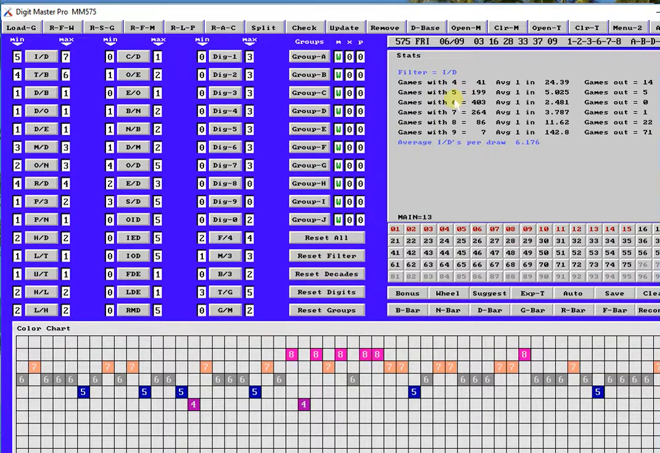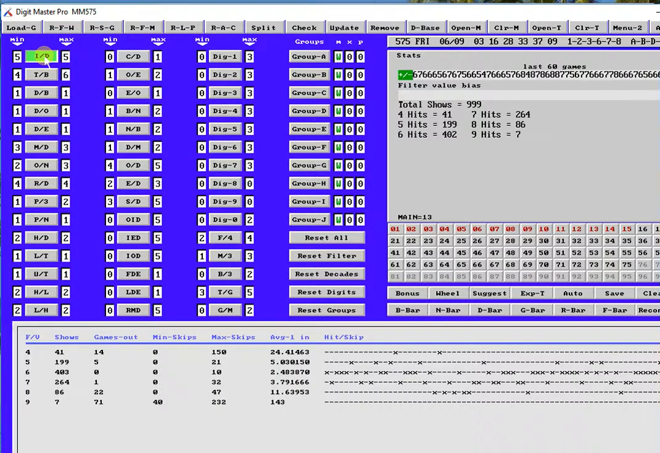You can see that the 5, 6, and the 7 are the most common ones. So you can look at how many games out. By rights, that should be a 5. So in order for it to make fewer numbers, you can go with an absolute. You can get your bias on these by right-clicking.